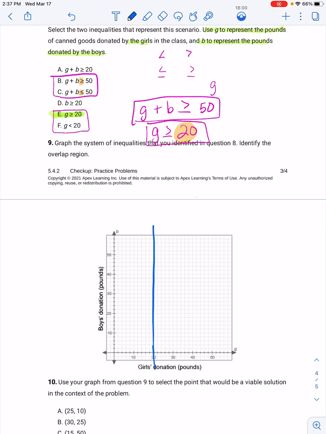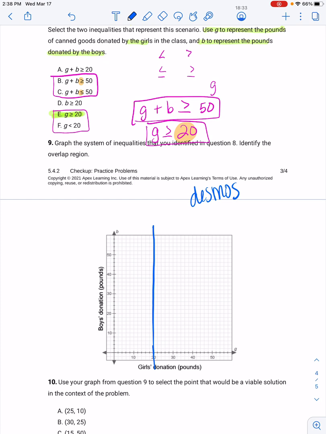And you can use Desmos on this, and I highly encourage you to use Desmos. So if you went to Desmos and typed in, you can't use the letter G though for Desmos. You can only use X. So if you type in X is greater than or equal to 20, you should see the same line that you see on the iPad screen.